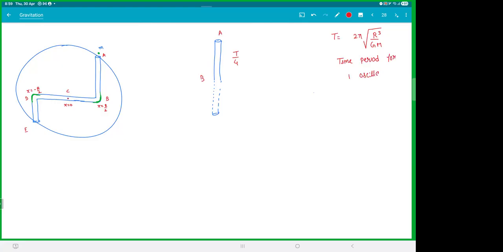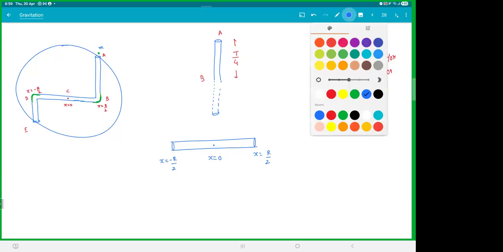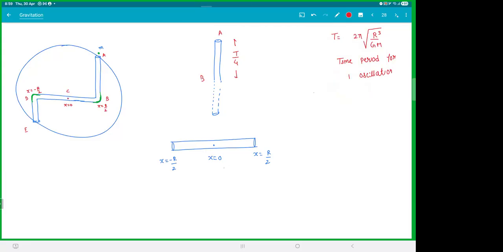Now, you're mixing up SHM here. So you're going only one half of an oscillation. From here to here, it is T by 4. Great. The horizontal tunnel. Now, when you're going from x is equal to r by 2 to x is equal to minus r by 2, you guys remember in SHM, how much time does it take to go from 0 to a by 2? In an SHM, the particle takes how much time to go from 0 to a by 2? T by 12 and T by 12. Hope you guys remember that.